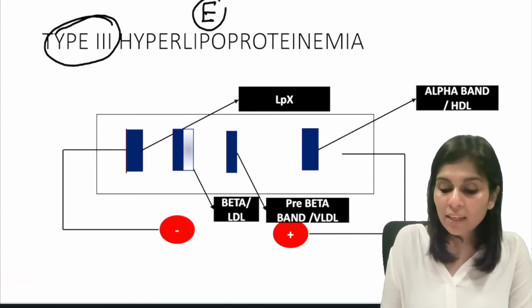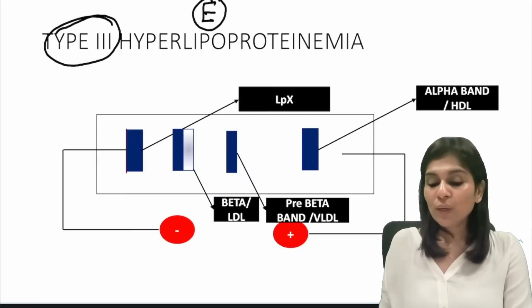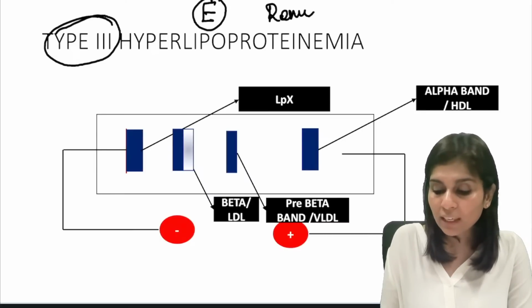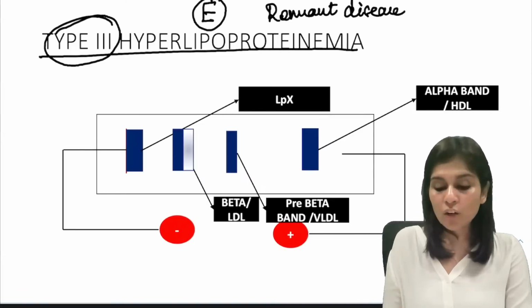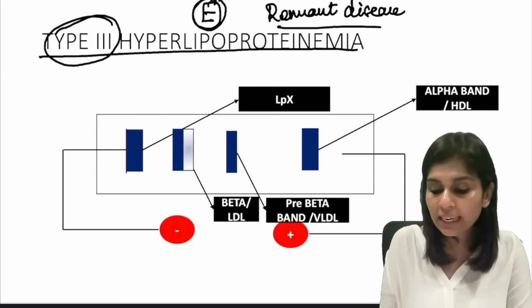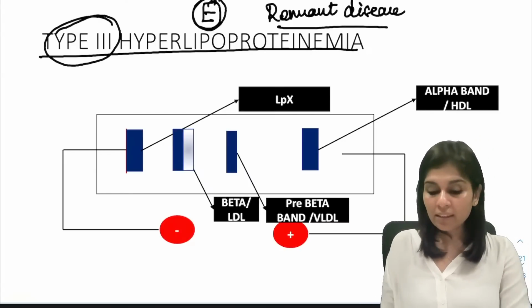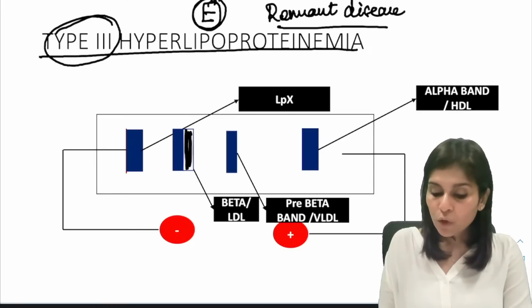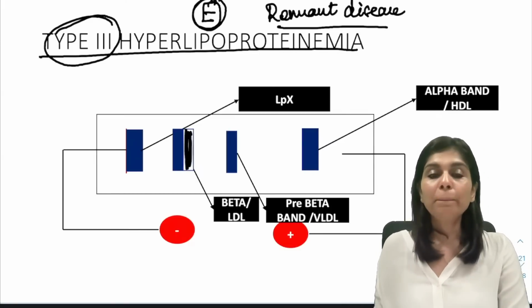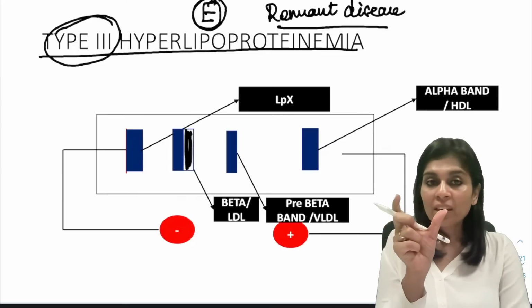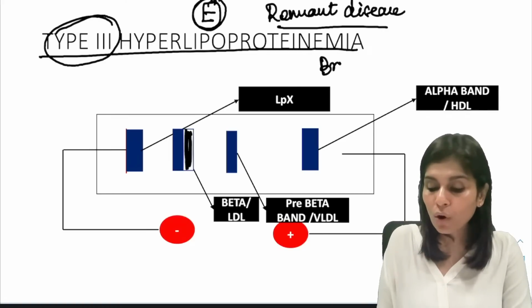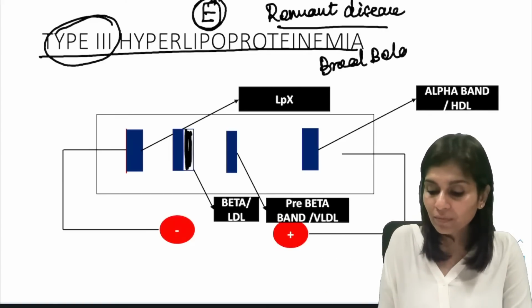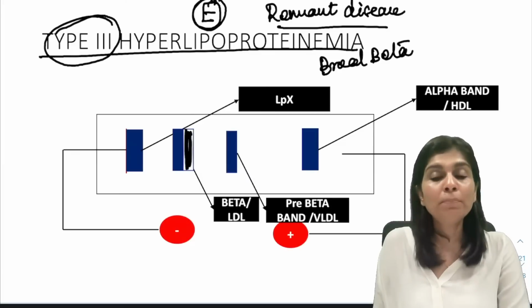And ApoE is an apoprotein of remnants. So in this condition, remnants accumulate. So we call this condition remnant disease. Okay, type 3 hyperlipoproteinemia caused by ApoE defect is called remnant disease. In remnant disease, you see a band here. So what will happen to the beta band? Beta band looks broader. That is why you call type 3 hyperlipoproteinemia broad beta disease. That is why you call this condition broad beta disease.